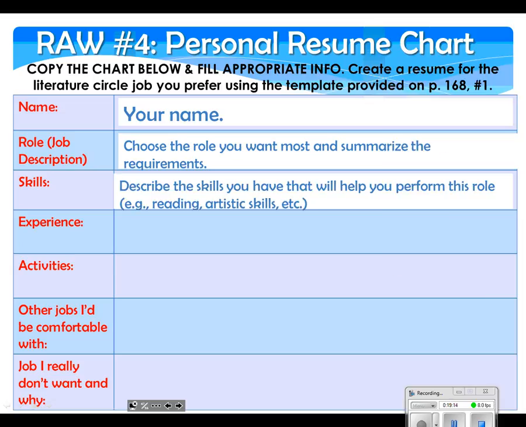Okay, for skills, what do you have in order to accomplish each one of those requirements? So if you are asking to be the reporter, a skill might be you're an excellent note taker. If you're an artist, maybe your skill is I think outside the box. I create unique pieces. Maybe as a discussion leader, you're wanting to have that job. Your skill would be you are easygoing. You can talk with anybody. You're not afraid to talk to folks.